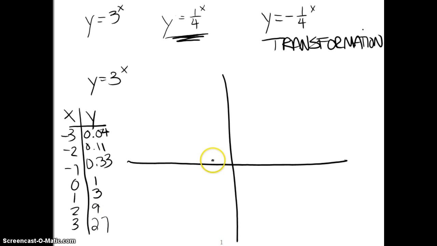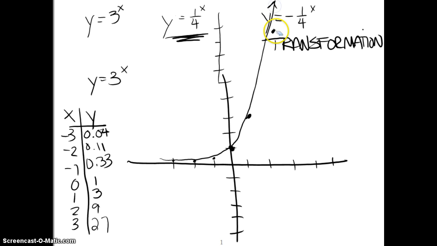And now I graph. At -3, I have 0.04, so I'm extremely close to 0. At -2, I have 0.1, 0.3, 1. At 1, I have 3. At 2, I have 9. Which means I'm already shooting all the way up here. And this gives me a graph that looks like this.